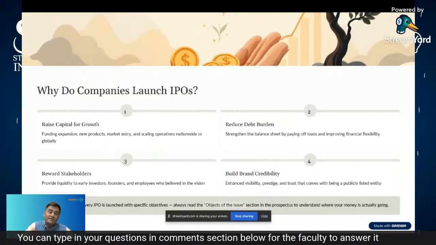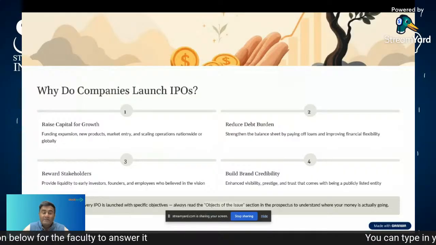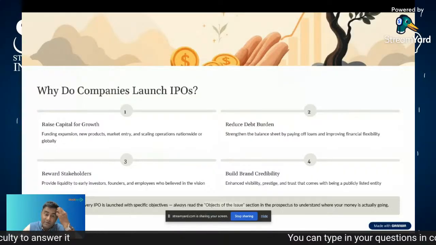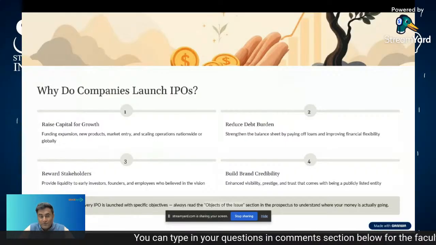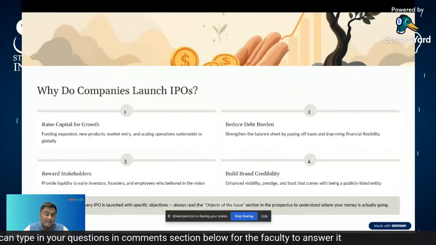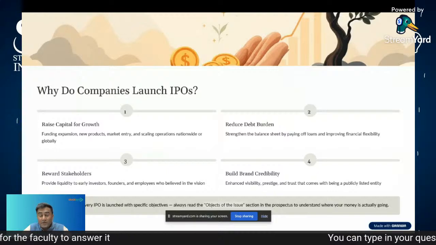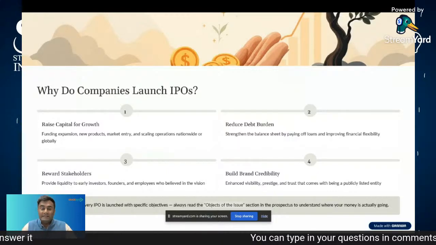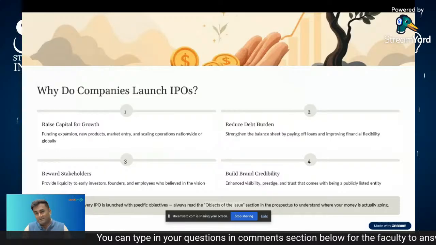So the company is just getting listed to provide liquidity to early investors, founders, and employees who believed in the vision. So again, the reward to stakeholders is an escape opportunity. It can be seen as an escape opportunity if your stock is not performing as per the investors' expectations.